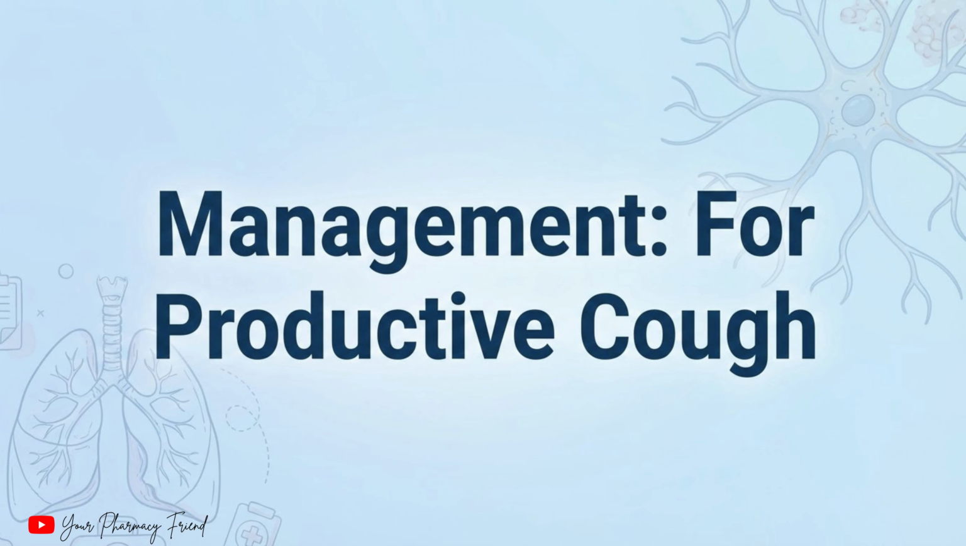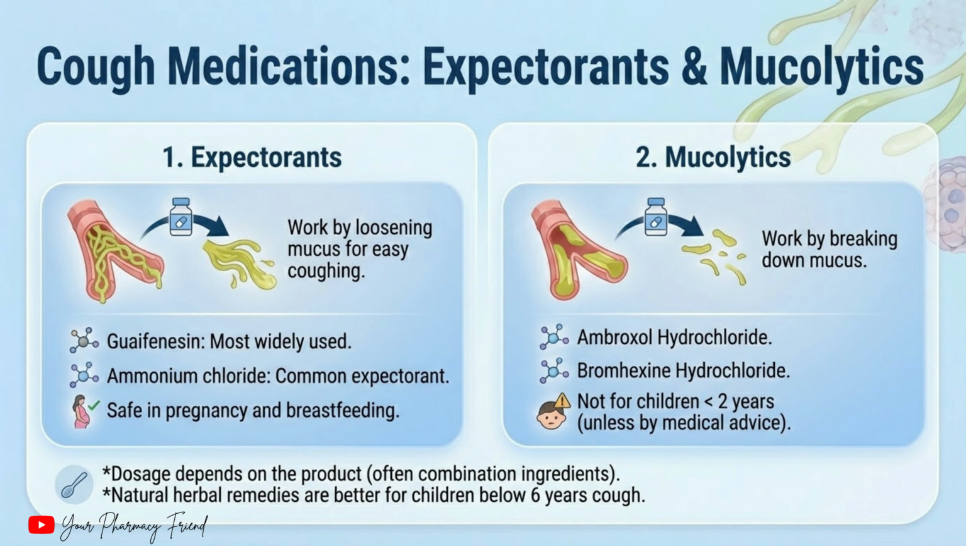Next, we will review the management of a productive cough. Expectorants, such as guaifenesin and ammonium chloride, loosen mucus for easier coughing. They are generally safe in pregnancy and breastfeeding. Mucolytics, like ambroxol and bromhexine, break down mucus structure. Both expectorants and mucolytics are not recommended for children under 2 years unless advised by a medical professional. The dosage of cough medications depends on the specific product, as many formulations contain multiple active ingredients. For children under 6 years of age, natural or herbal remedies are generally preferred.